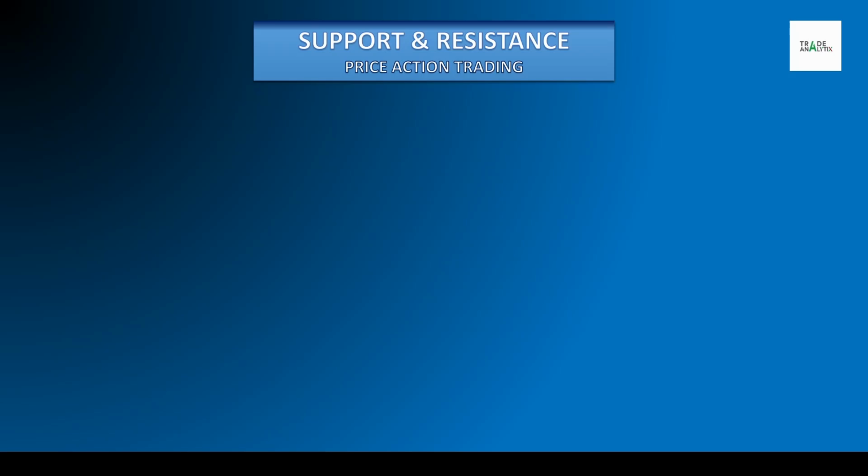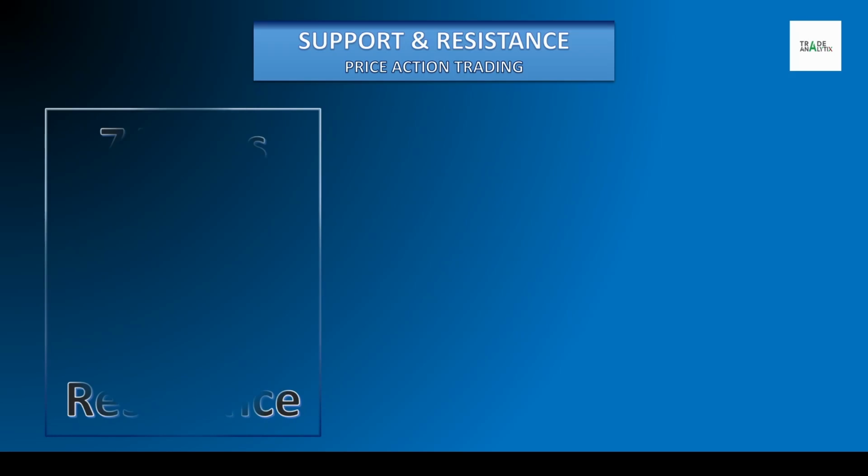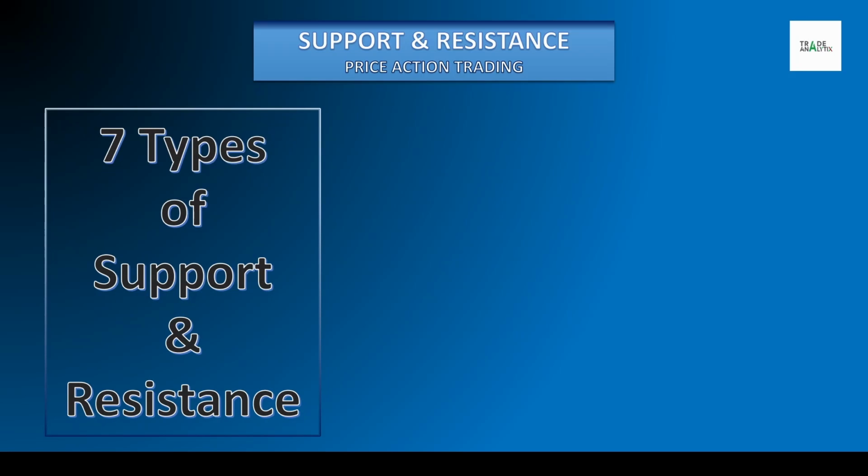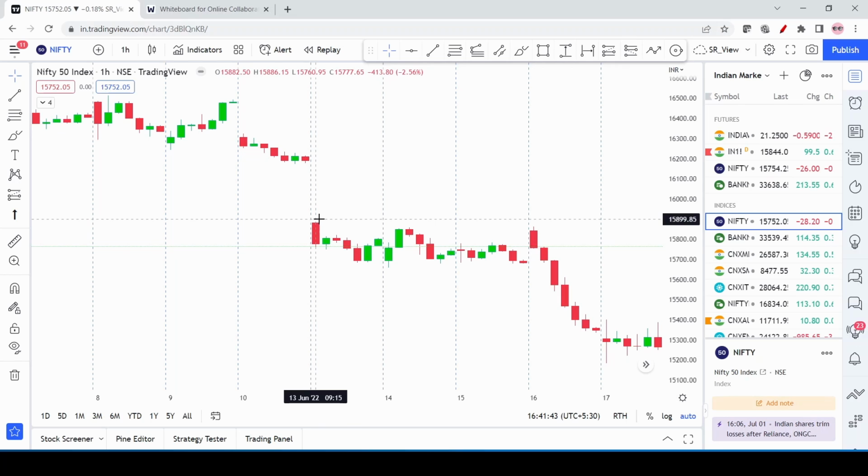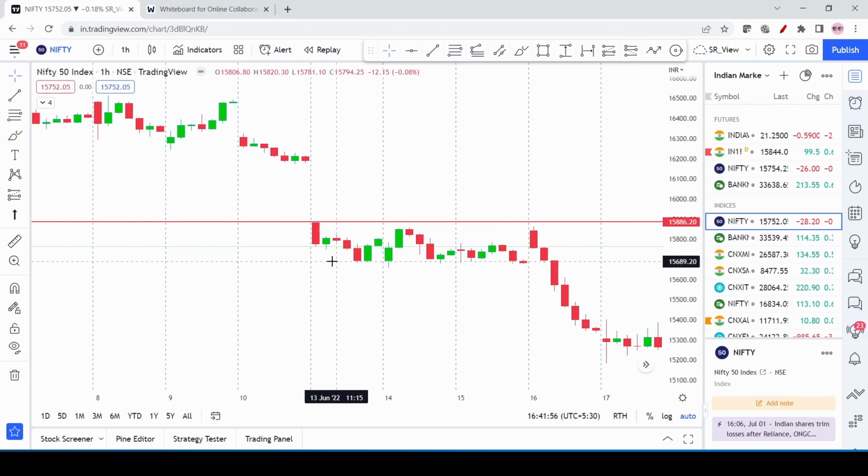As per my knowledge and experience, there are 7 types of support and resistance in the market. The first one, I would say, is the previous day high and previous day low. Now I'm going to show you some examples so that it will be easy to understand. I'm in Nifty's 1 hour chart. This is the 13th June 2022 chart, and let me put the drawing here. This is the high and this is the low.